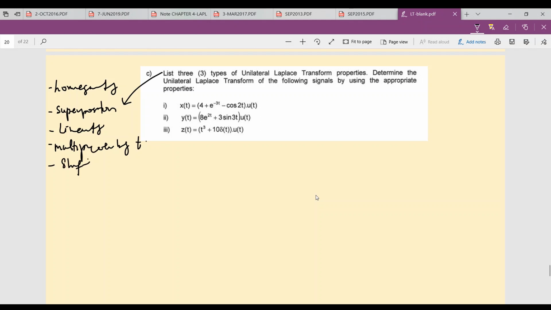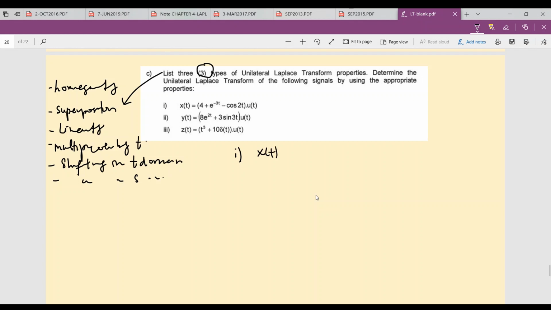Shifting in T domain. Lepas tu, shifting in S domain. Banyaklah kan? Differentiation, integration. Okay, list saja. List 3 je. List 3 only. Okay, so jom kita jawab that question number 1.